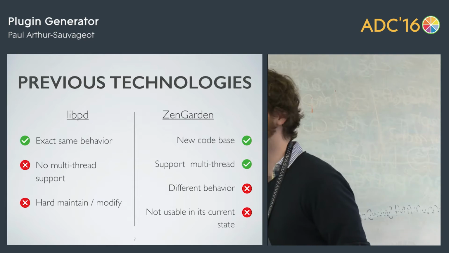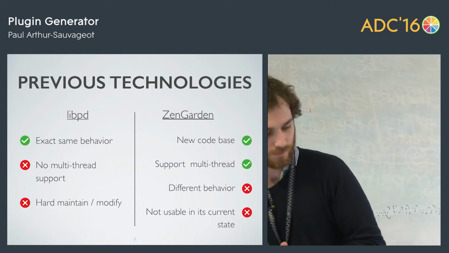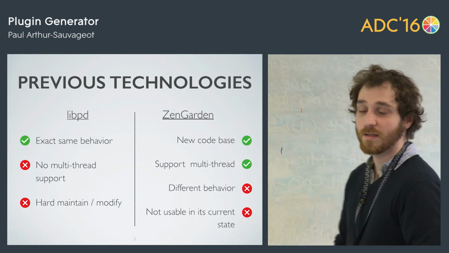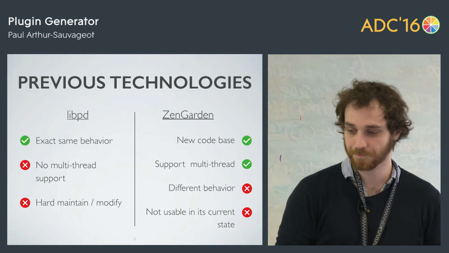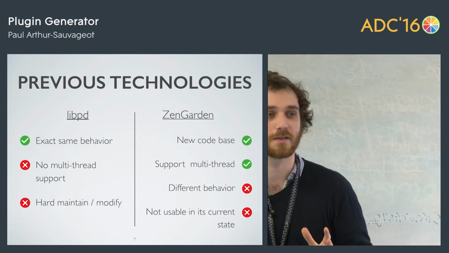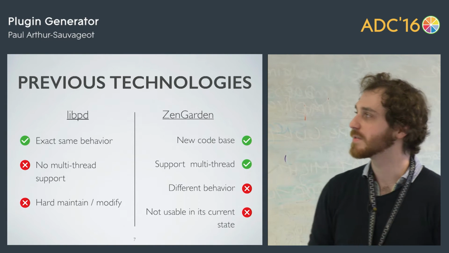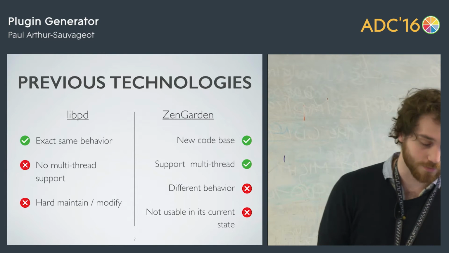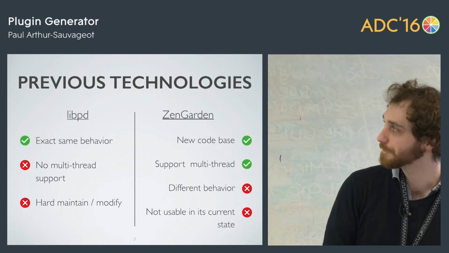We looked at other technologies like Gardening, which is an open source library you can find on GitHub, which does the same thing as libpd, but is not using pure data source code. It's a new code base with modern coding. It's in C++. It's really easy to understand and to modify if you want. And also it supports multi-thread. So it looked like the right choice to use it.